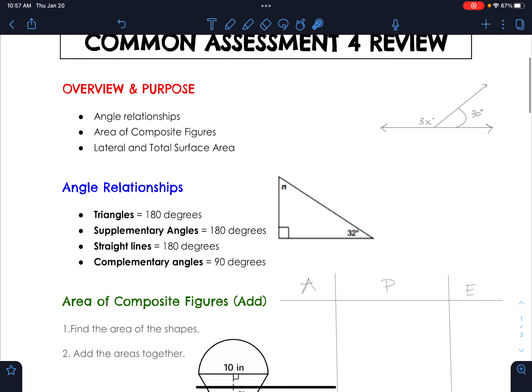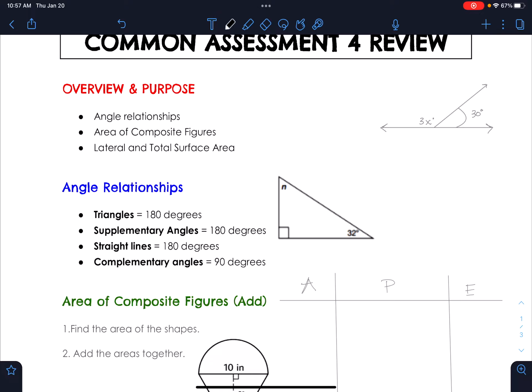Let's start off with angle relationships. There are 4 things you have to remember. Triangles equal 180 degrees. So all the angles inside a triangle should add up to 180 degrees. Supplementary angles are 2 angles next to each other, for example, this one right here, that add up to 180 degrees. A straight line is 180 degrees. And finally, a complementary angle is 2 angles that add up to 90 degrees.